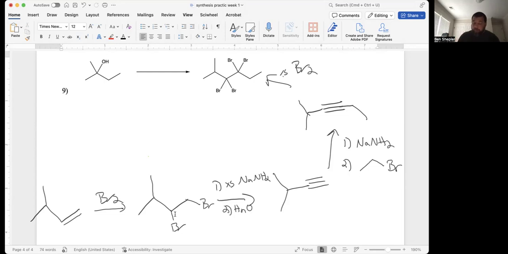So since my starting material has an alcohol, not a double bond, I want to start with elimination. And since I'm trying to get my functional groups over here, I don't want to put my double bond on the methyls. I want to put the double bond here. And so there are a couple ways that we could do this. What's one way that I could take my starting material and make that alkene?